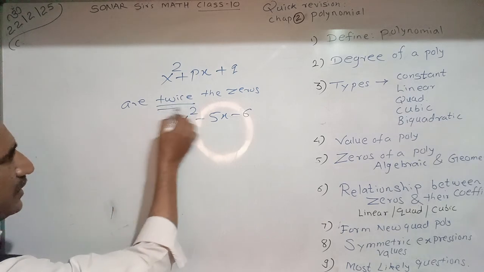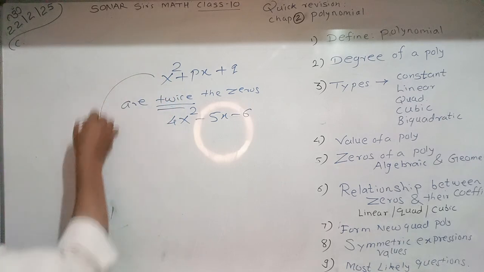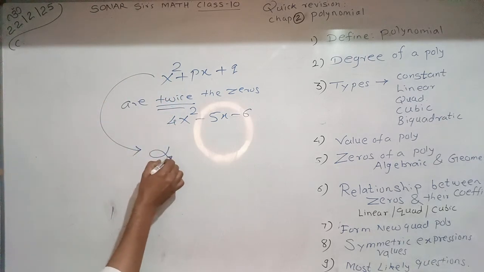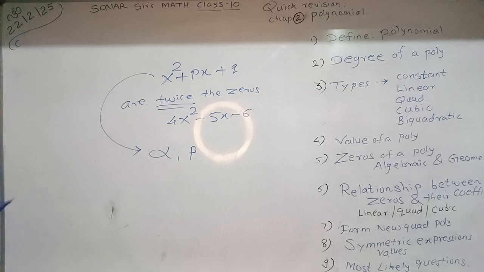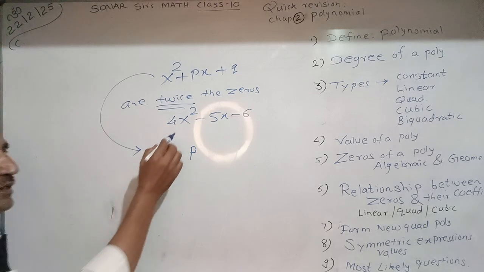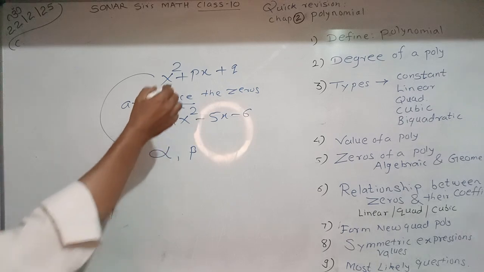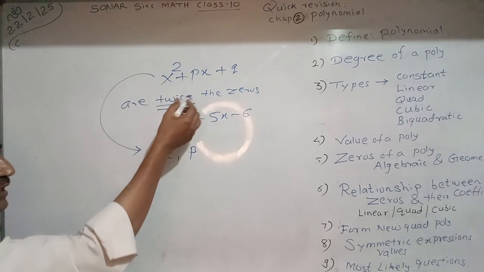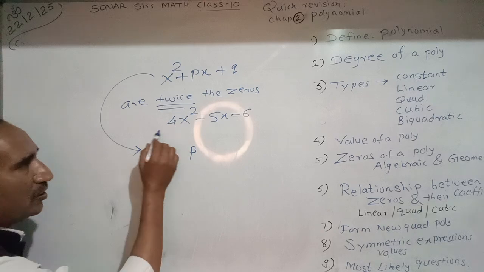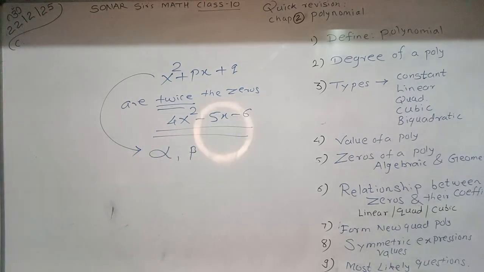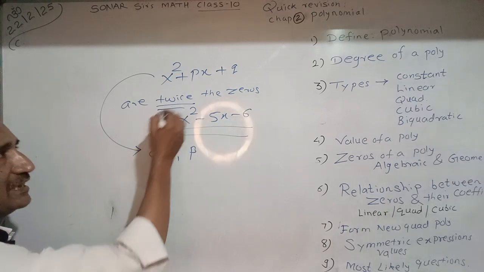Now twice the zeros is given. Suppose this polynomial has zeros alpha and beta. So which polynomial is given? We consider their zeros as alpha and beta, and the zeros of this polynomial are twice the zeros of the given polynomial. We'll find the relationship between these zeros first.